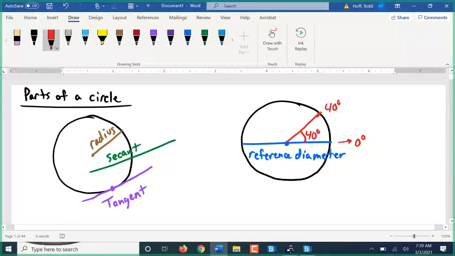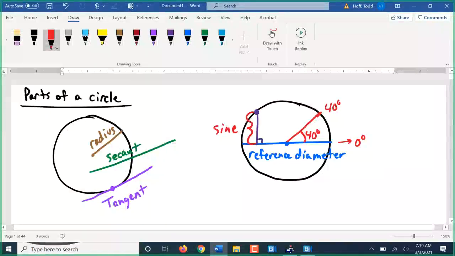This next one is very important. It's one that we don't see much anymore. It used to be very common. Point on the circle has this property. Every point on the circle has this property. Distance from that point to the reference diameter. Now remember, distance from a point to a line is measured at a perpendicular. That distance is called the sine of that point.